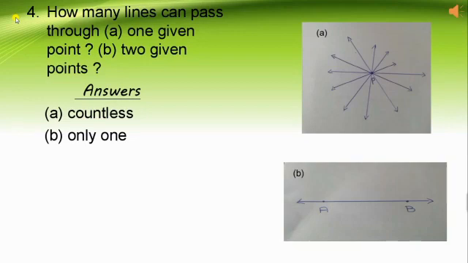Then, to find question B, again you mark 2 points A and B in your notebook and check how many lines you can draw through those points. Then you find that you can draw only one line passing through 2 points A and B. Hence, the number of lines passing through two given points is only 1.